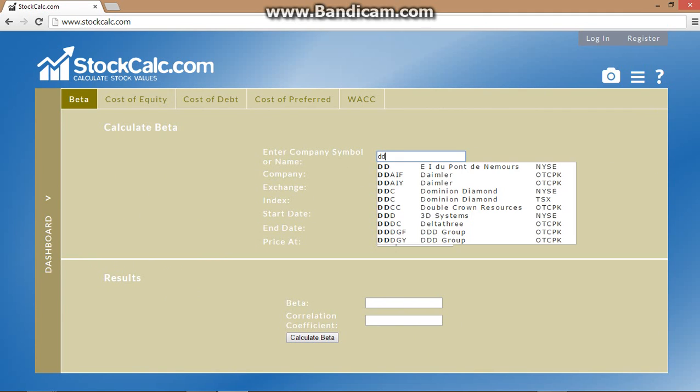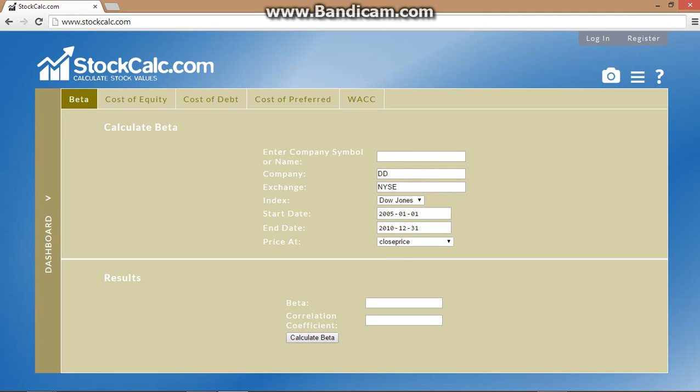We will start with DuPont, letters DD, symbol DD, on the New York Stock Exchange. And the cost of capital is calculated through a series of steps. We will start with the beta, which allows us to calculate the cost of equity. We will use the financials to calculate the cost of debt and cost of preferred and pull this together into the weighted average cost of capital. We will use a 5-year period. We can also use the date picker if we choose to get current dates.